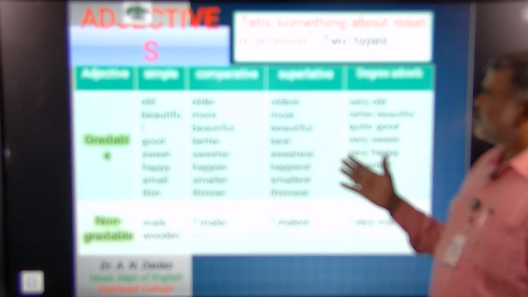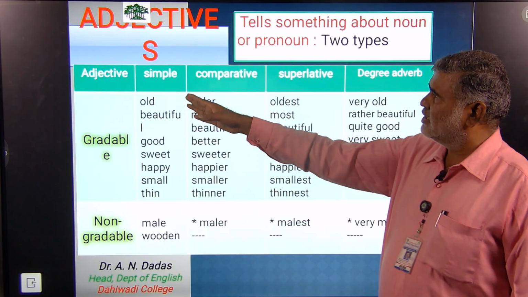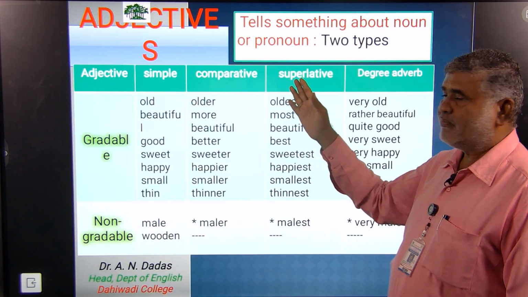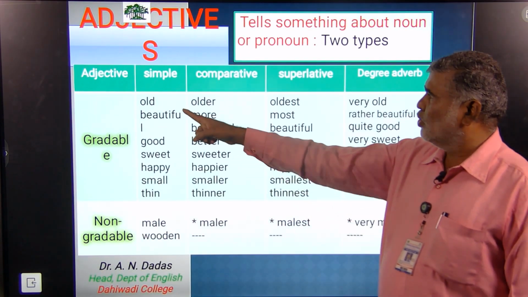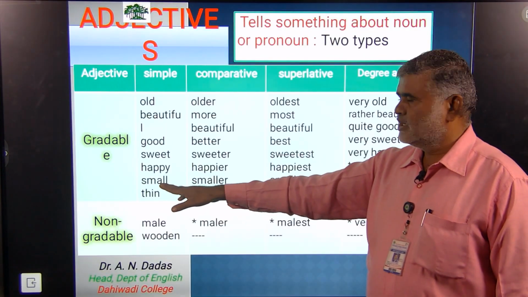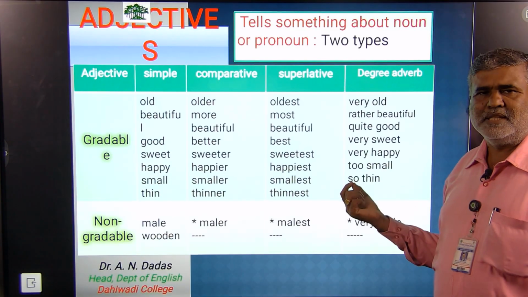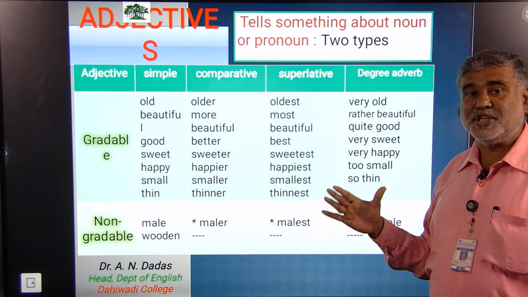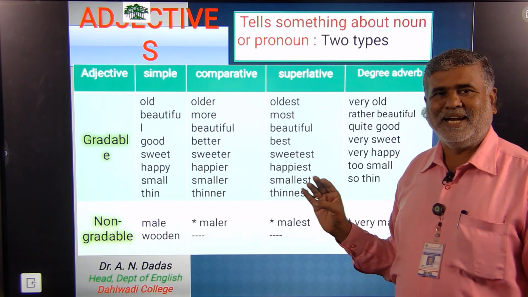Now when we consider gradable, we have adjectives like simple, comparative, superlative and degree adverbs. For example, old, older, oldest, very old. Or you may consider another example, small, smaller, smallest, too small. Like this, there are some adjectives, they may be considered as gradable.